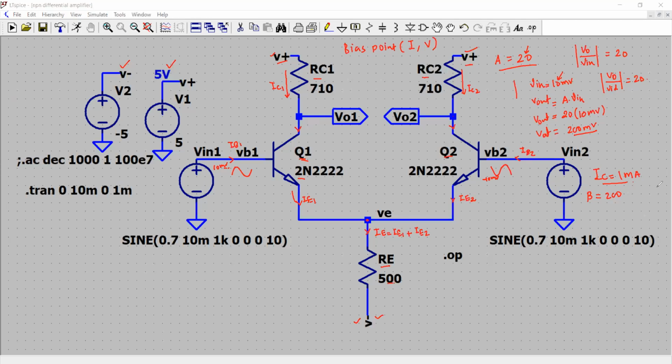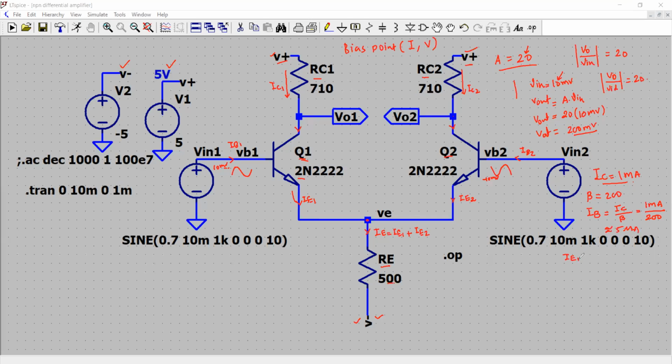Having said that, once we know the value of beta, it is relatively easy to theoretically determine the value of your base current, that is IC divided by beta, and that comes out to be 1 milliampere divided by 200. Let me calculate that. So it comes out to be 5 microampere approximately. Okay, 5 microampere.